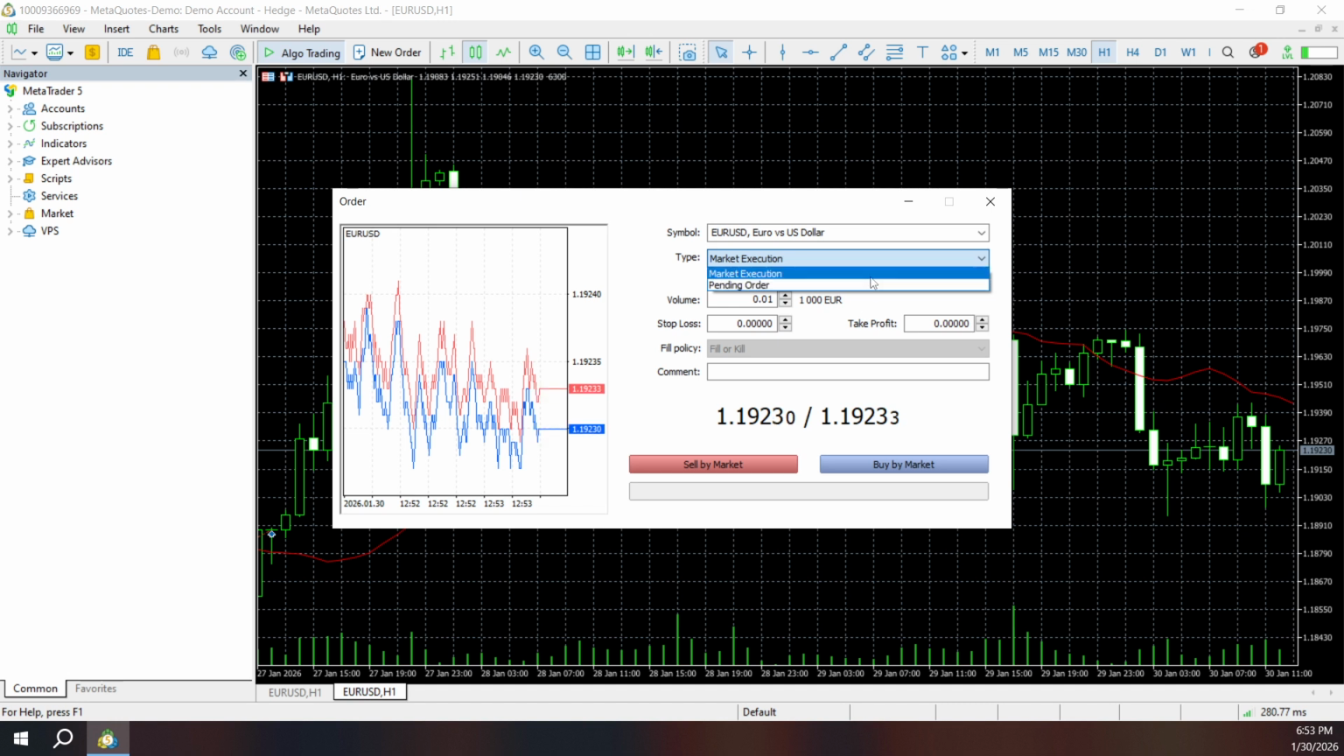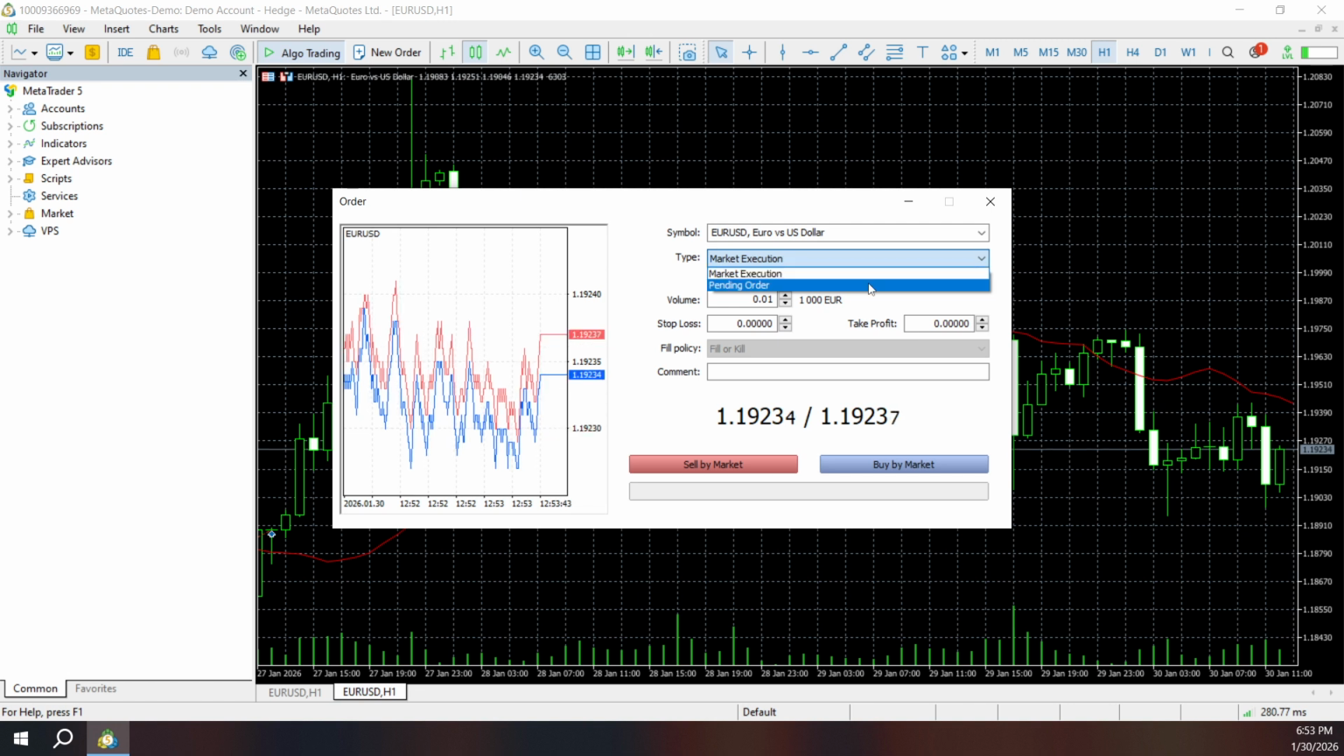If you select pending order, you'll be able to choose the pending order subtype and set the entry price and, if needed, an expiration time. If you stick with market execution, you'll be entering at the live price when you hit buy or sell.